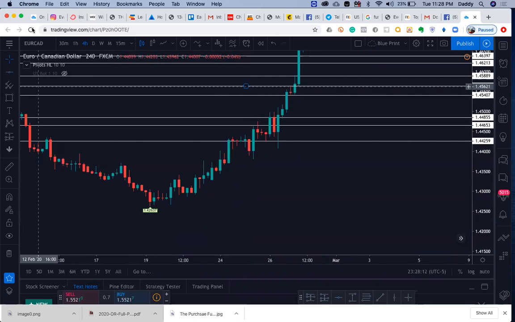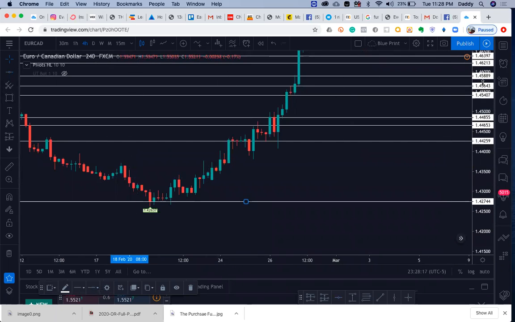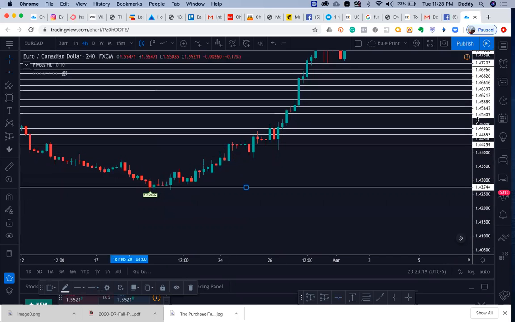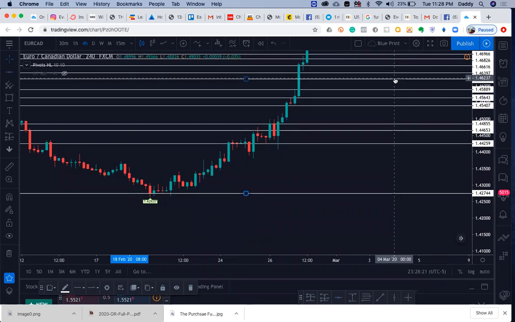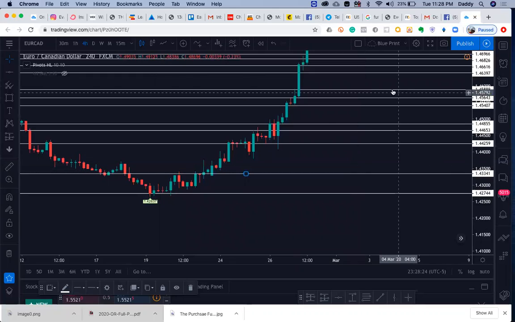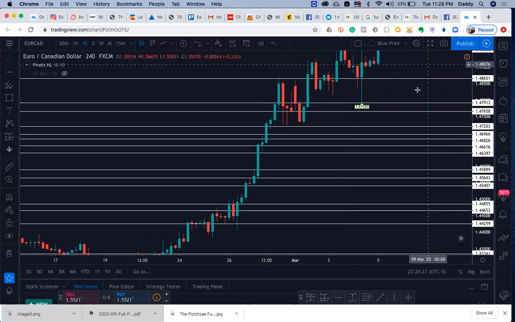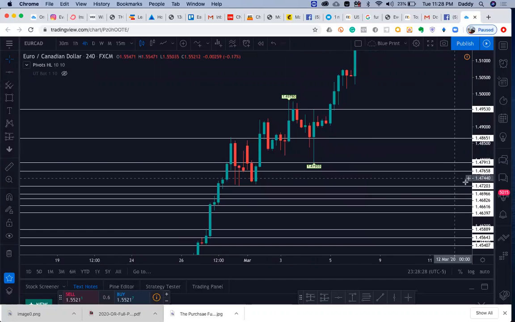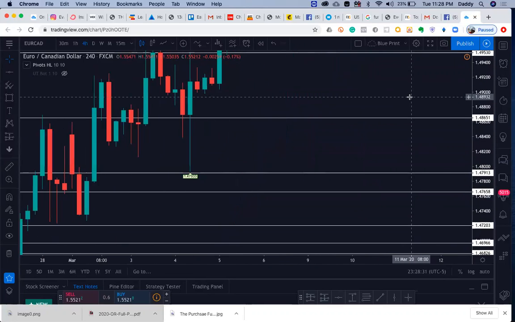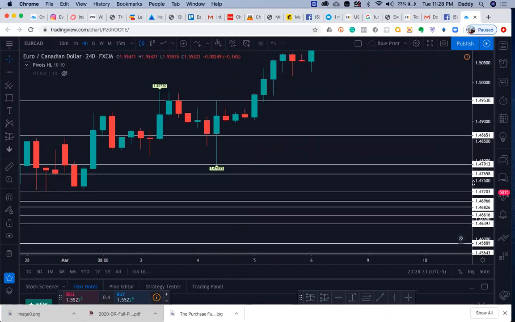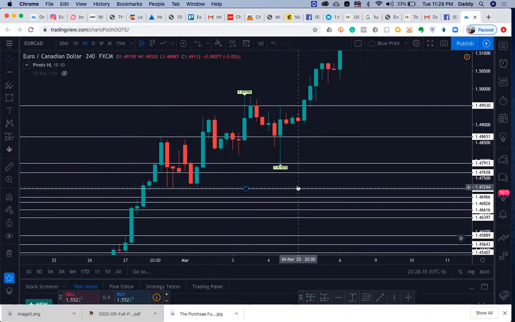You go ahead and mark those areas, because it's kind of like taking free throws. If you take 100 free throws, eventually it's going to be muscle memory. Now look here. Price came to this zone right here. Price came up and bounced on this line.